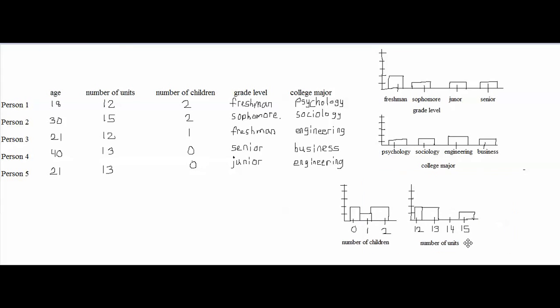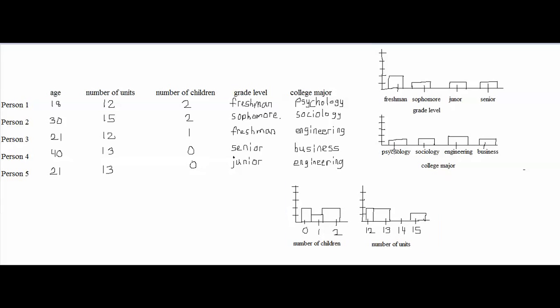I'll move these over so I have more room. Now let's make a histogram for age. Here we have a column of numbers where it's not very easy to make a histogram like we did here, where we just mark off all of the different whole numbers between the lowest and highest values. The reason why is because the values go all the way from 18 to 40, so it would be a very long graph if we marked off every number between 18 and 40. So what we can do instead is we can create groups of numbers.